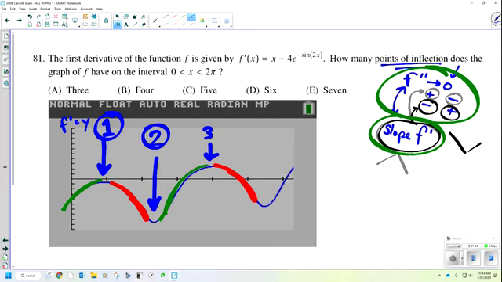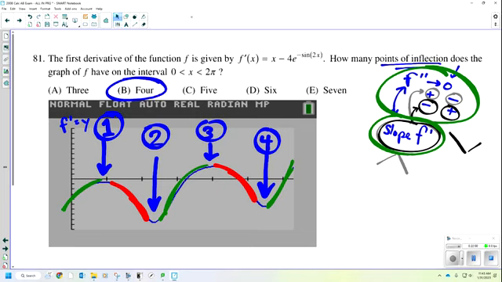And last but not least, I go back to a positive slope here. So that's our fourth point where the slope of our first derivative changes. There are 4 points. They don't ask us what they are, they just ask us how many we have. And there you go. That's a great one to use a calculator for.